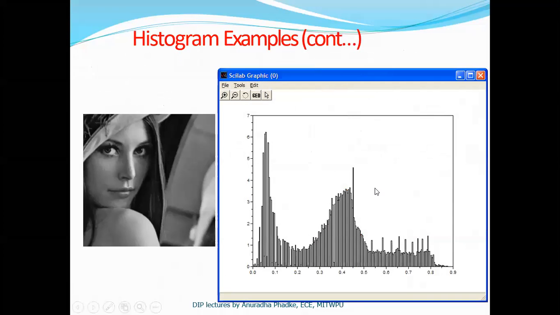Okay, so this is an example of histogram for this given image. Here, instead of discrete gray values, continuous gray values are considered, say from 0 to 1. So 0 to 1, these are gray values in a continuous range, and the y-axis gives you the number of pixels belonging to each gray value.